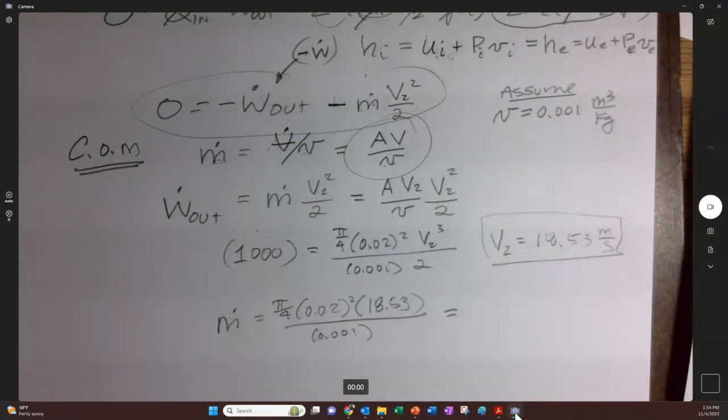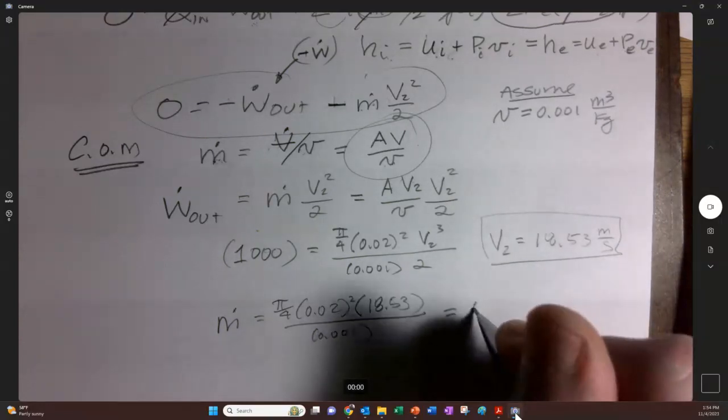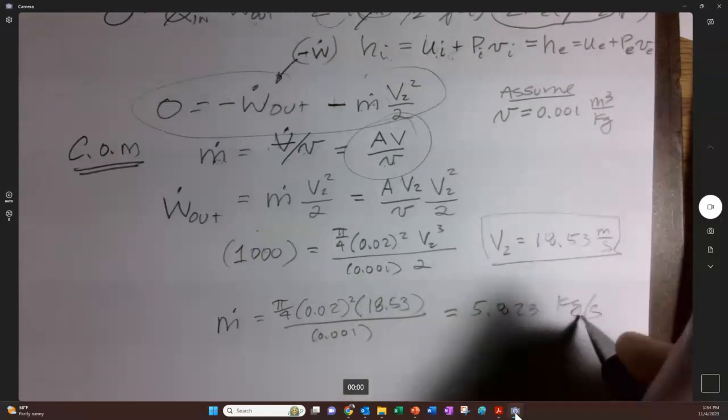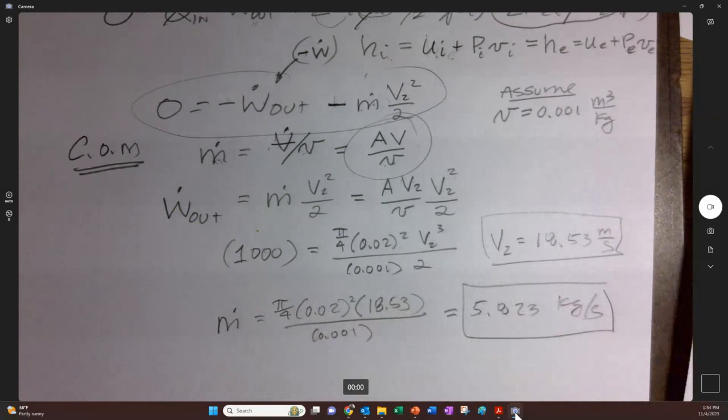So 0.02 squared times pi over 4, divided by 0.001. Boom. You get 5.823 kilograms per second. Not a terrible problem, but not one that I want to do. So no pump problems on the exam.